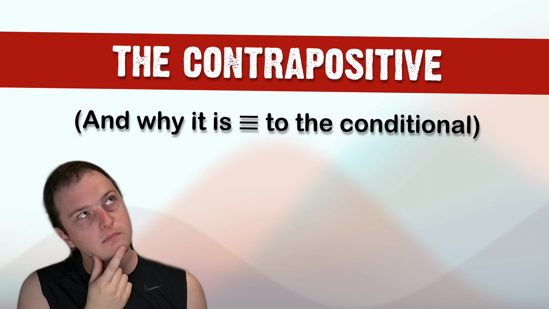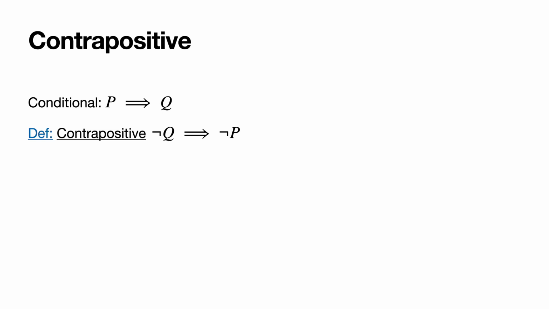So I'll tell you what it is and why it's equivalent to the conditional. I'll actually prove that it's logically equivalent to the conditional in this video. To understand the contrapositive, let's look at our conditional that we're all familiar with: P implies Q, or if P then Q. We're going to define the contrapositive as if not Q then not P, or not Q implies not P.